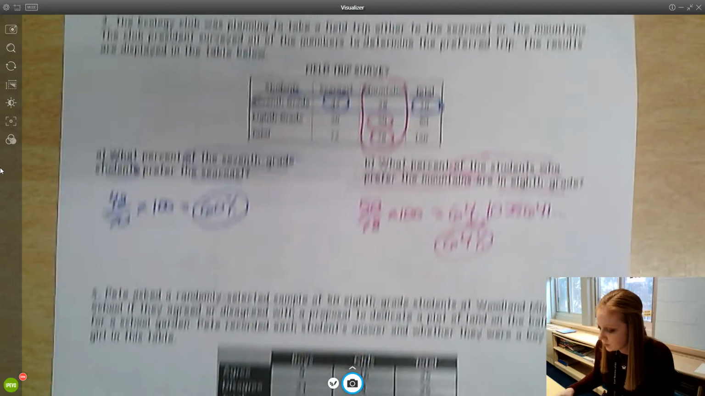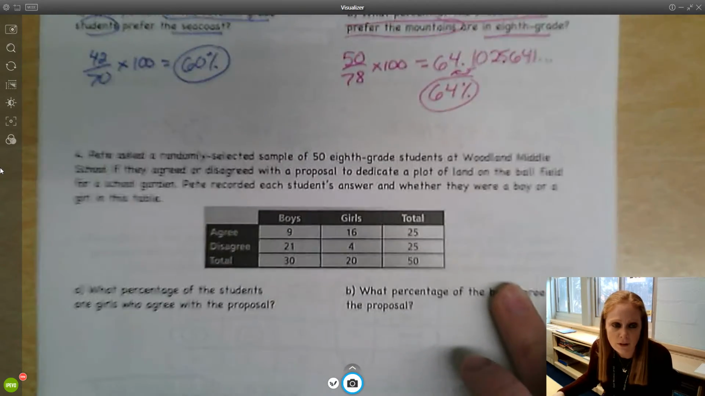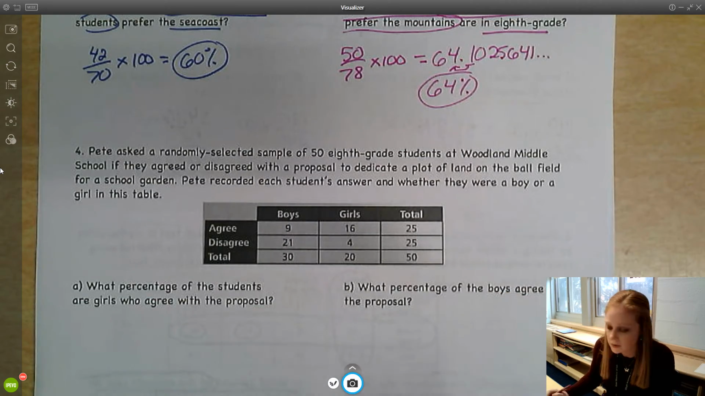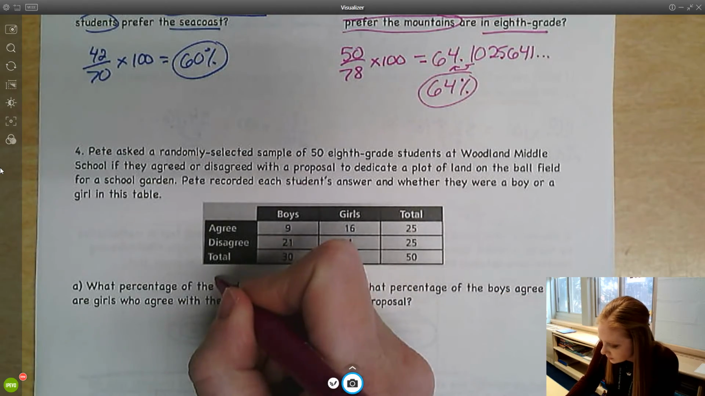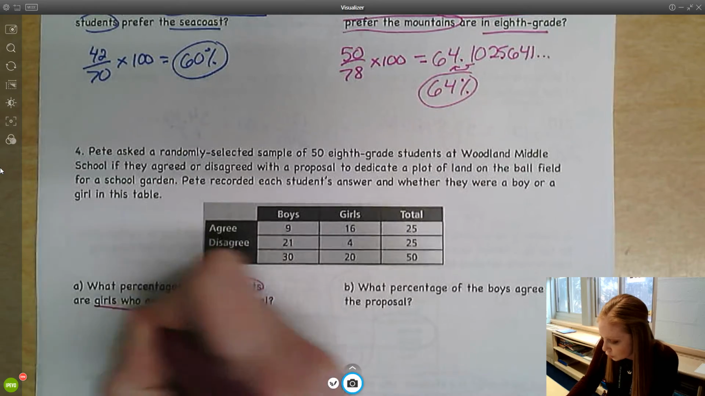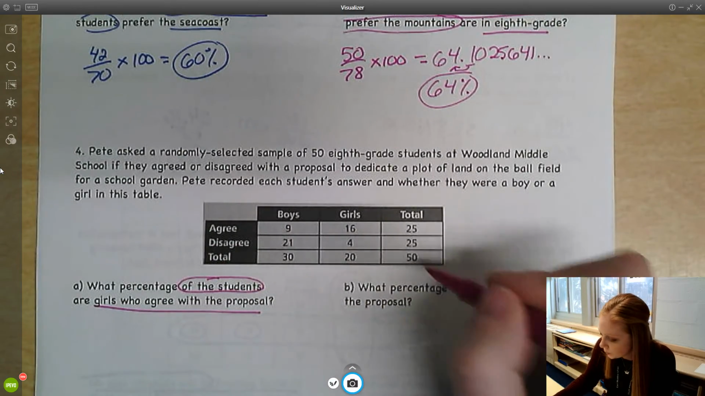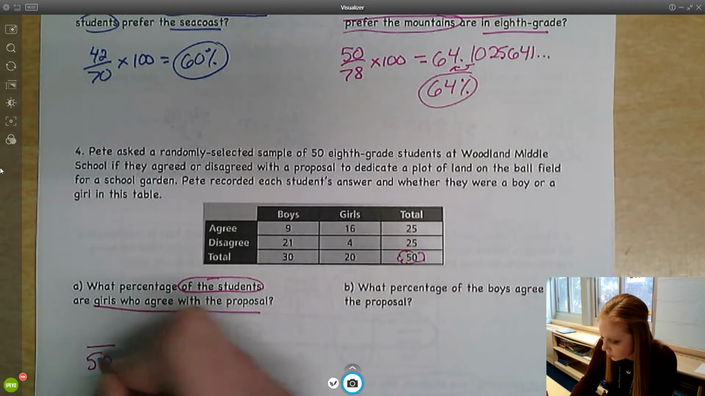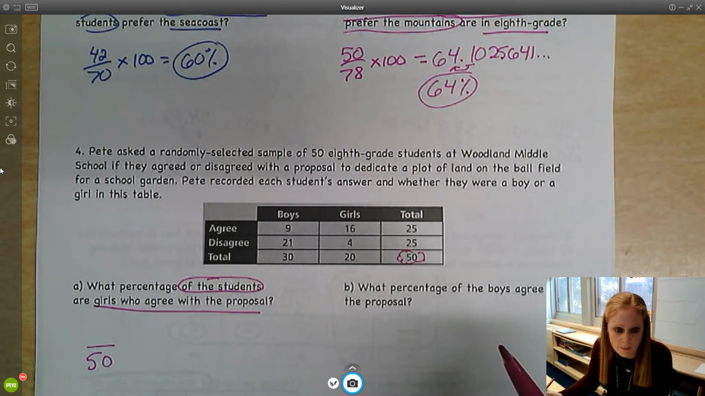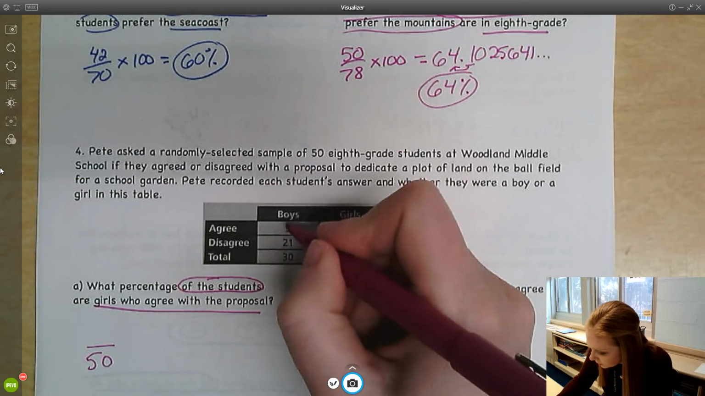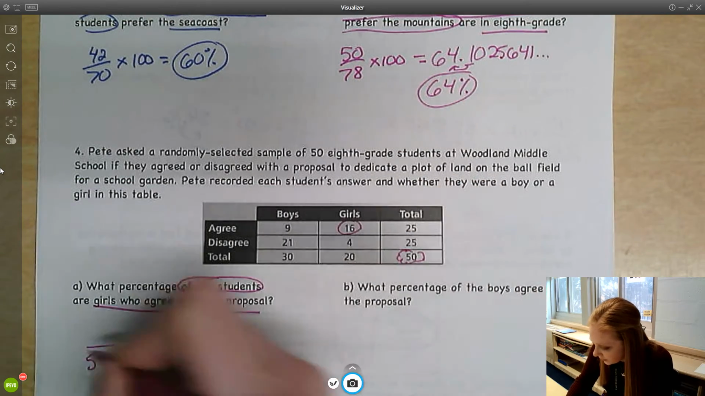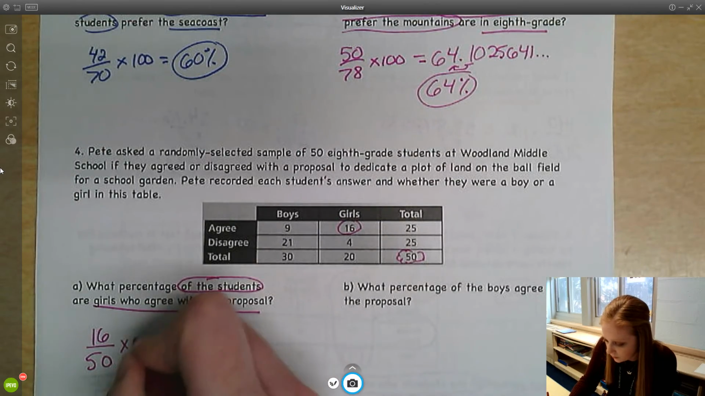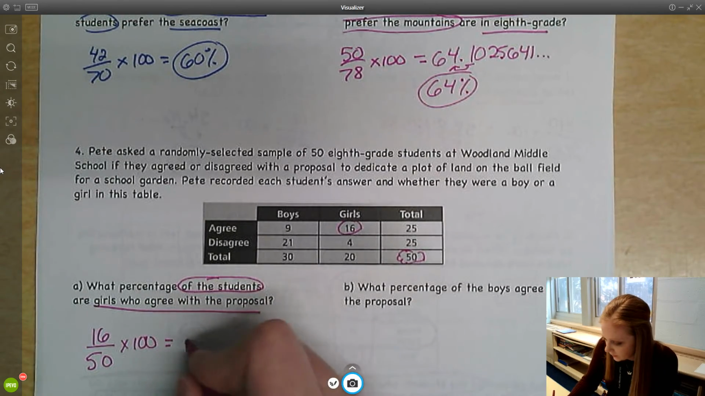Okay, and then lastly, we have 58th grade students at Woodland who were asked if they agree or disagree with a proposal. So what percentage of the students are girls who agree with the proposal? So we have to look at all the students, because it just says of the students. This is like one from lesson 5, the relative frequency. Girls who agree, 16 out of 50 of all the students. It's out of the grand total. That's going to give us 32%.